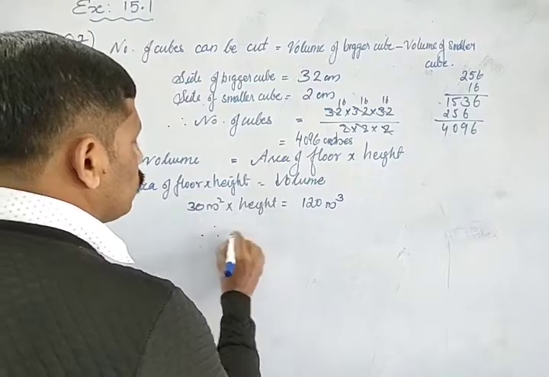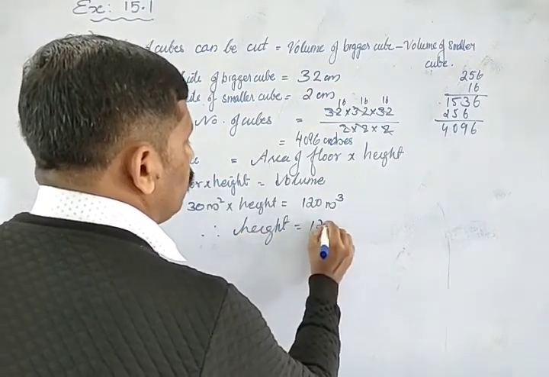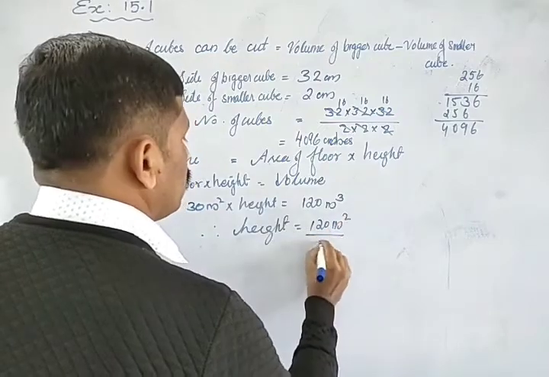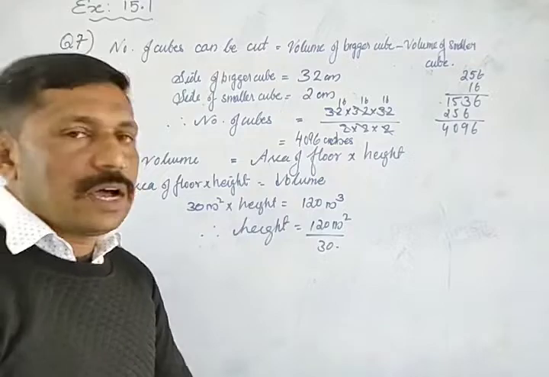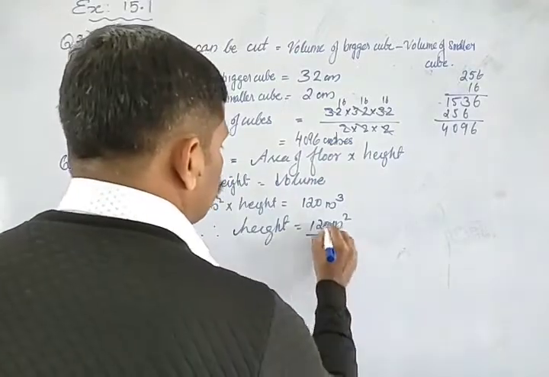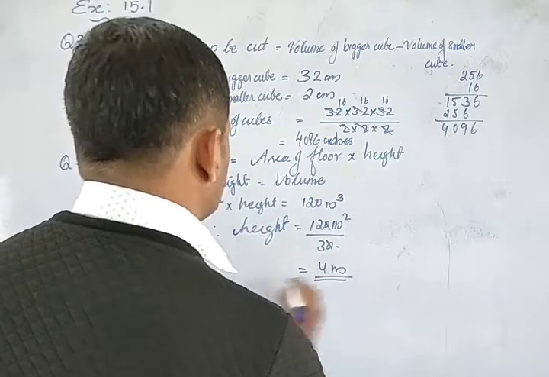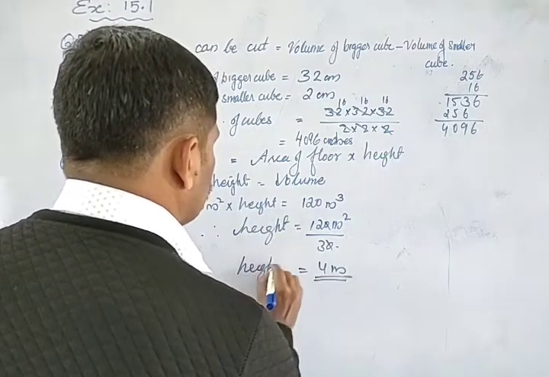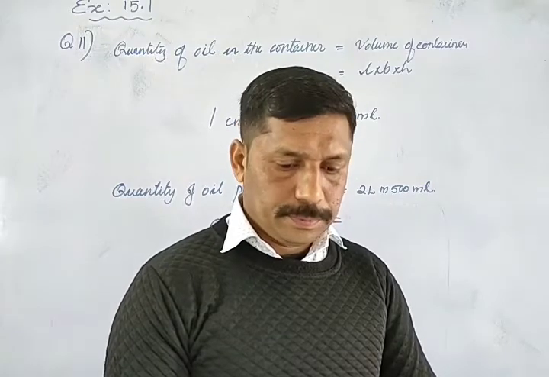Therefore, height is equal to 120 meter cube divided by 30. That means volume divided by the area of the floor. That is equal to 4 meter. So the height is equal to 4. 9 and 10 is homework for you.